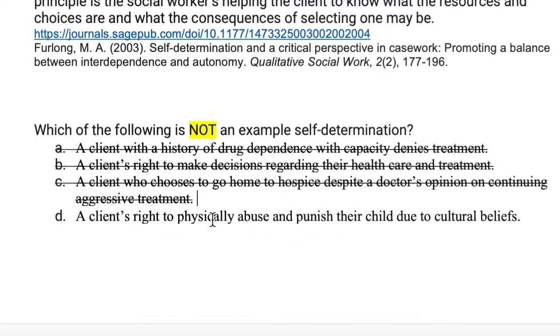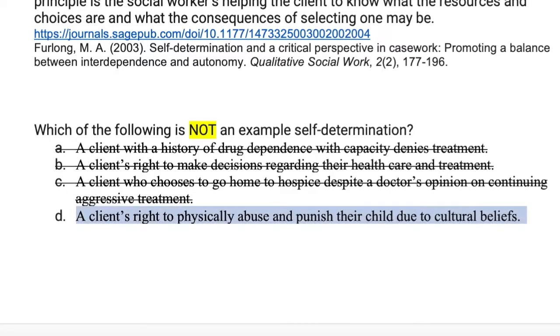Option D, a client's right to physically abuse and punish their child due to cultural beliefs. Due to the process of elimination, we've already come to our answer. This is not an example of self-determination because we want to protect children, even if there are cultural beliefs that adhere to physical punishment. We still would have to file the report, and we would not want to promote or encourage the client to continue to physically abuse and hurt their child. So this is the answer.